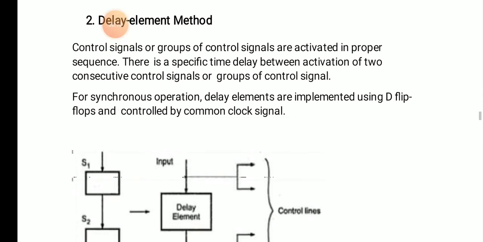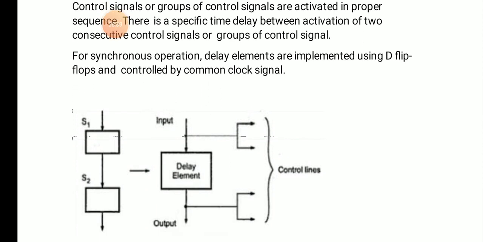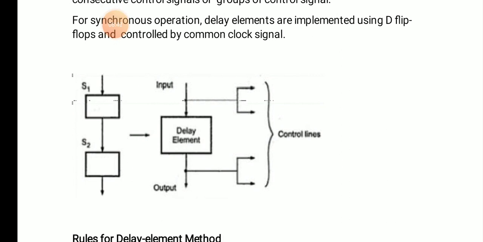Next one, the delay element method. The control signals or a group of control signals are activated in a proper sequence. There is a specific time delay between the activation of two consecutive control signals or groups of control signals. So you have to give the delay and then activate. For synchronous operation, delay elements are implemented using D flip-flops, controlled by a common clock signal. So these are the control lines, these are the delay elements, this is the input and output, and you are giving S1 and S2 signals.